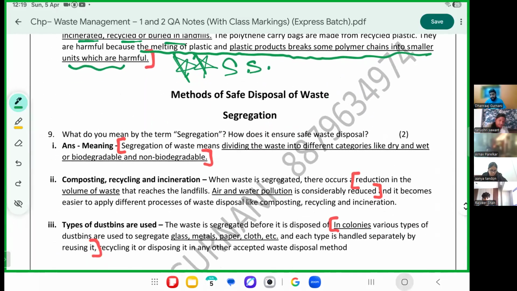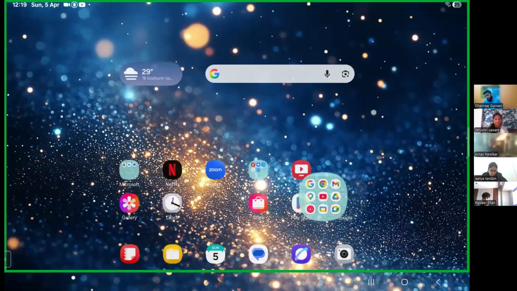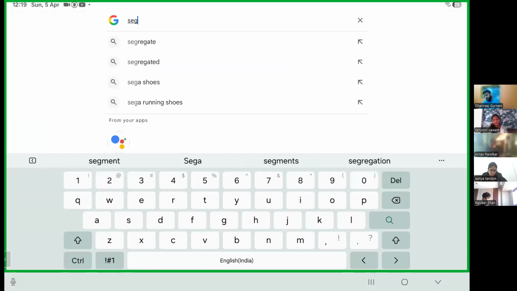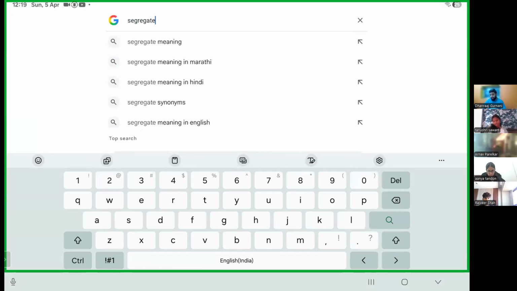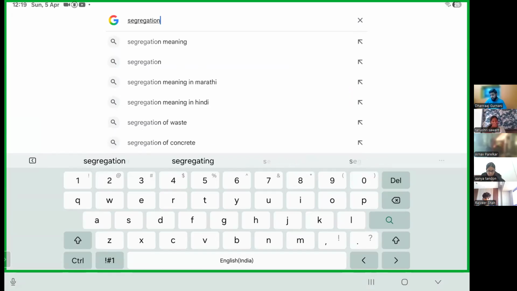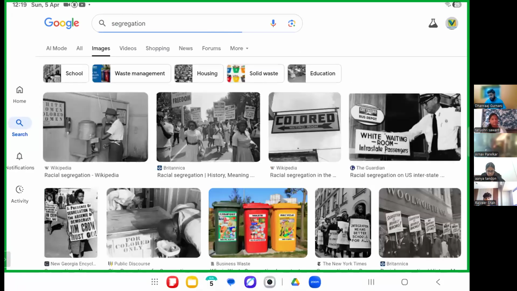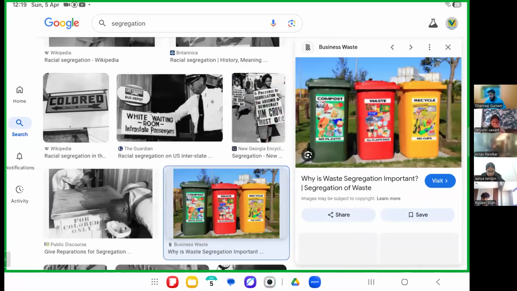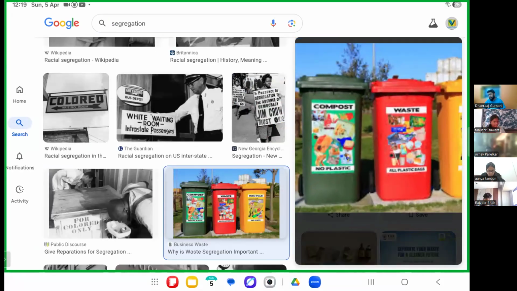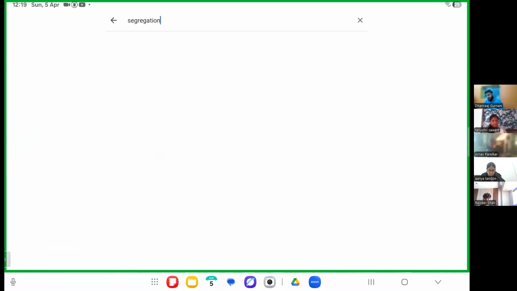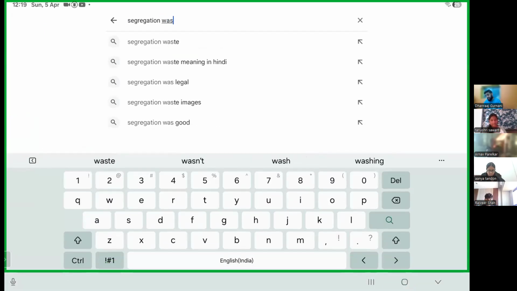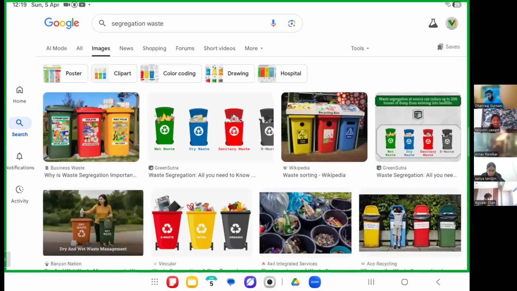Segregation. This is a photo of segregation. These are methods of disposing waste. Segregation is done like this in Mumbai and other cities a lot. Wet waste, dry waste, these are all examples of segregated waste. These are all photos.